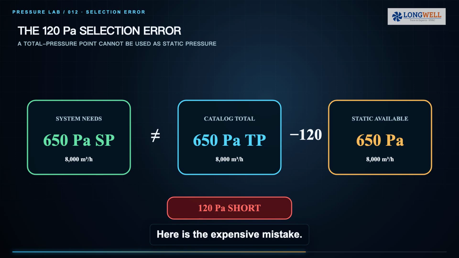Here is the expensive mistake. A system needs 8,000 cubic meters per hour at 650 pascals of static pressure. A catalog point shows 650 pascals of total pressure, but outlet velocity pressure is 120 pascals. Under this illustrated arrangement, only about 530 pascals remains as static pressure. Selecting from the wrong curve misses the requirement before installation effects are even added.